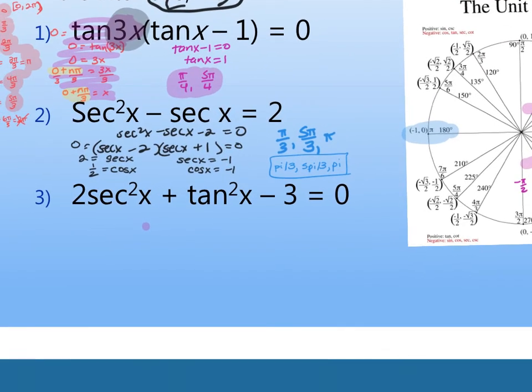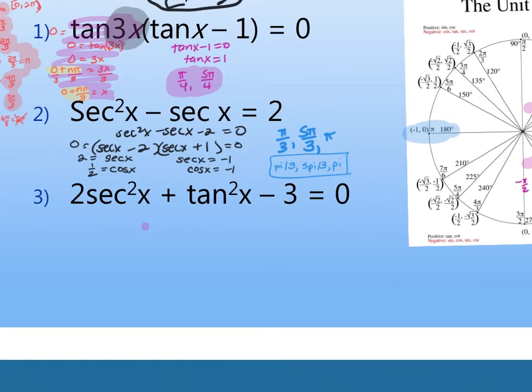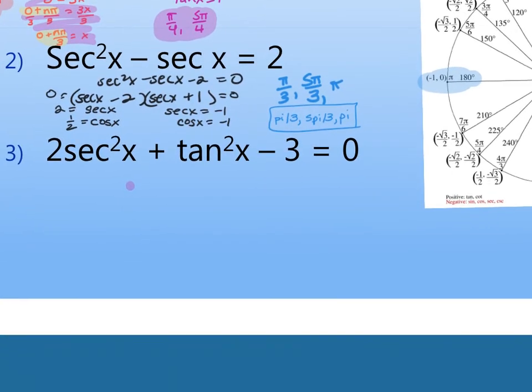Okay, then the last one. So if it hadn't said on that interval, my answer would have been all those plus 2n pi. All right, I have two different trig functions. So what do you have to do first? Make them the same. Does it matter which one I make the same?